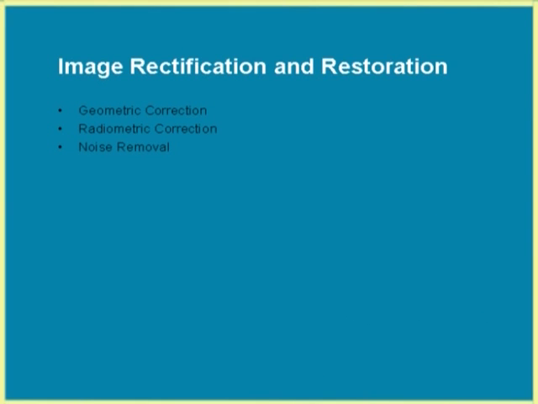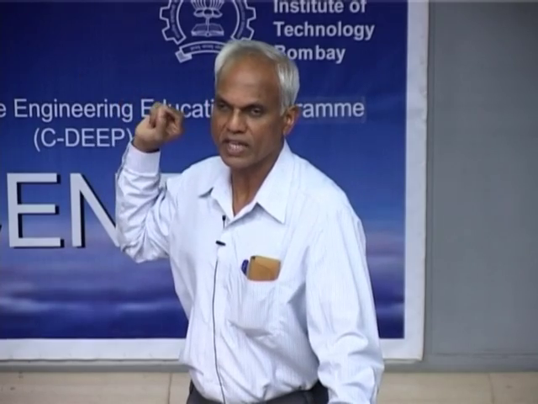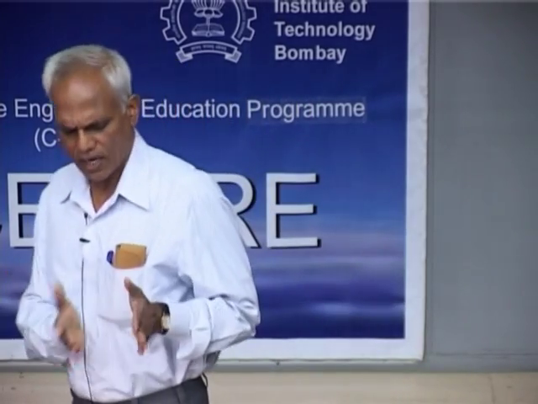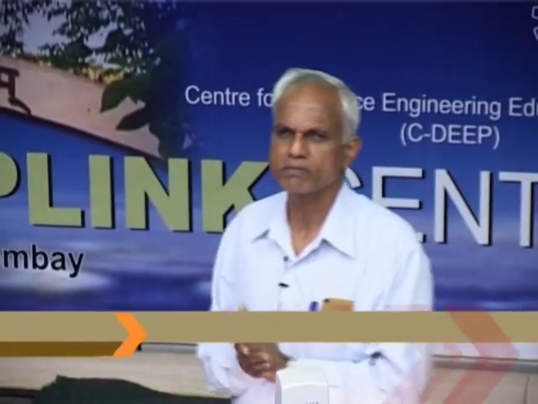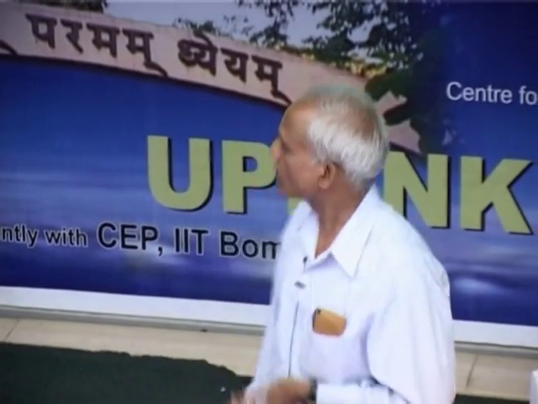Otherwise, how do you normalize this radiation? What gives more energy, the reflectance coming, may be because of other factors also. So unless we take care of those corrections, that becomes radiometric correction. And then finally, noise removal. Many other pixels may be contributing; atmospheric reflectance may be contributing. So if you can remove all that, then only you can give a better interpretation.